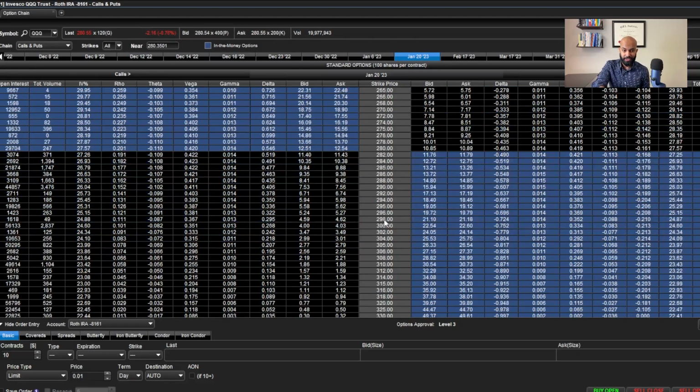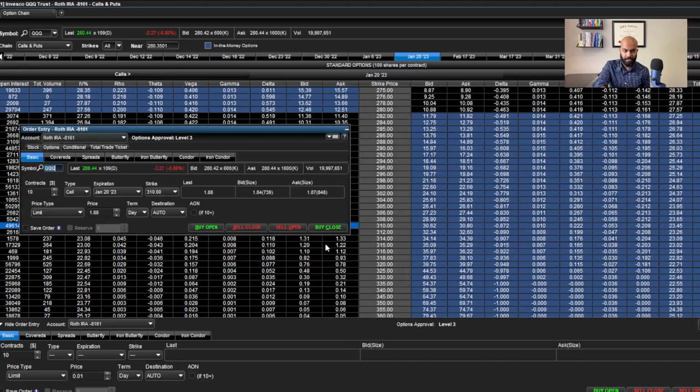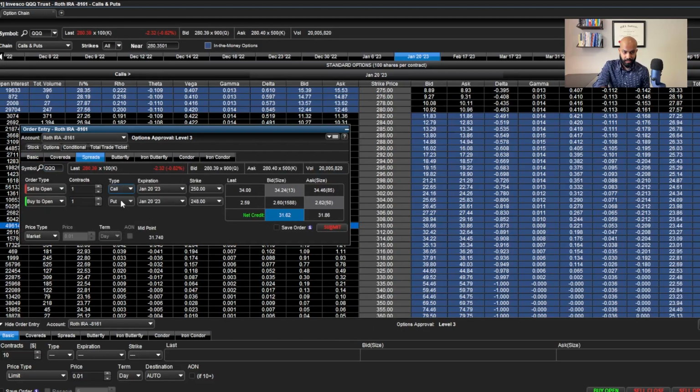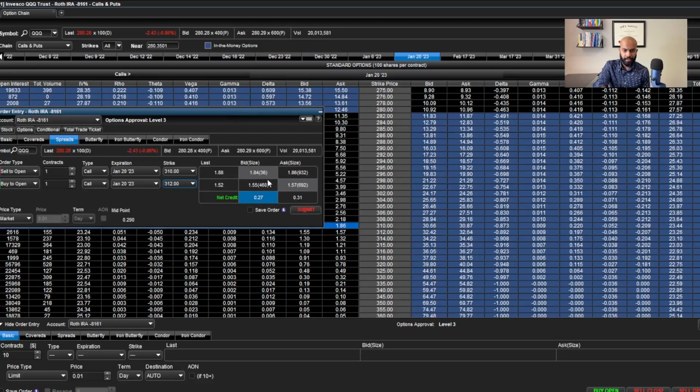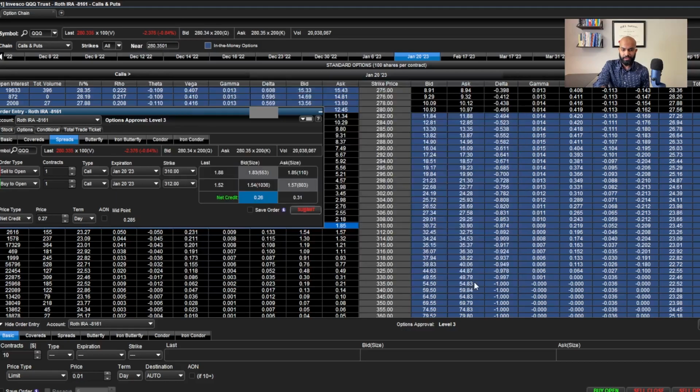Now let's move on to the call credit spread. Look at the 310 strike, sell to open. Again, I want to do a spread. I need to change this to calls and the dates are good. I want to do the 310 and the 312. And when I do this, you notice how I would get 27 cents or so in credit. So I hit submit and you'll notice that the estimated proceeds are about 26 bucks. I hit place trade. And there we go. I got filled on that as well.